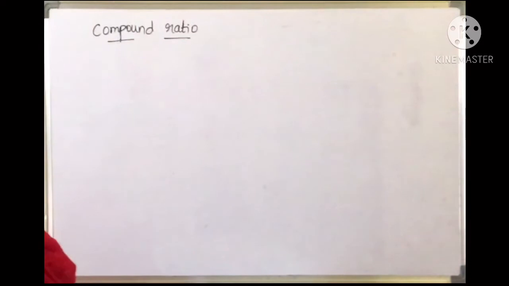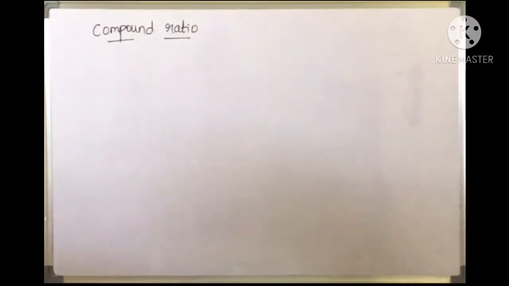So in this video we are going to discuss compound ratio. In my last video I explained ratio and the terms of a ratio. Ratio is nothing but comparison of two quantities of the same kind, and we have two terms in the ratio. The first term is known as antecedent and the second term is known as consequent.